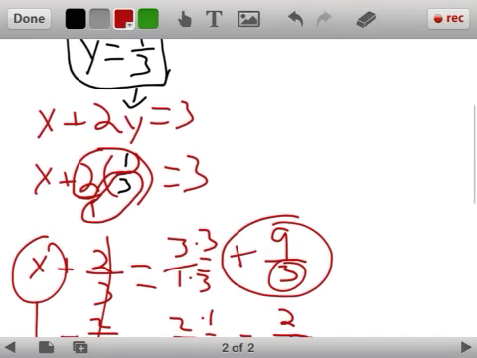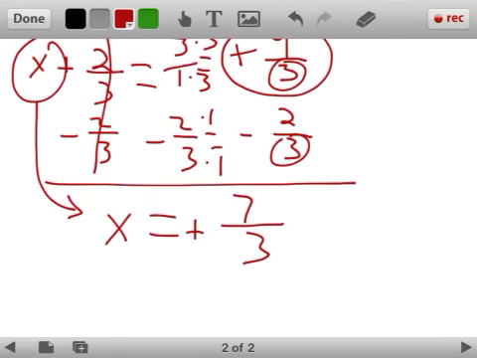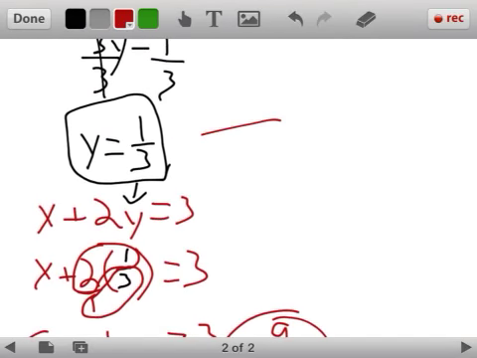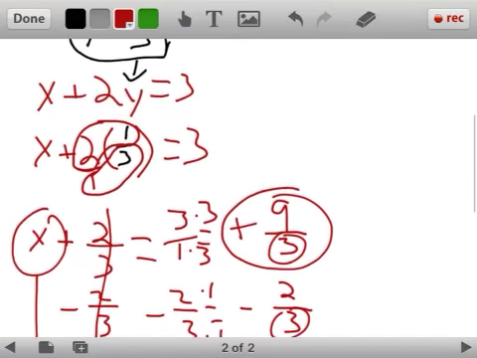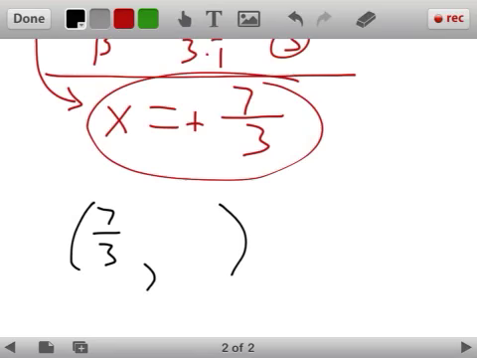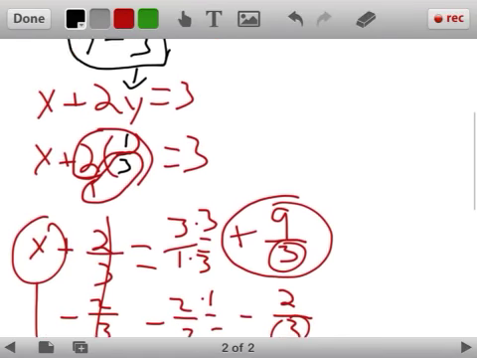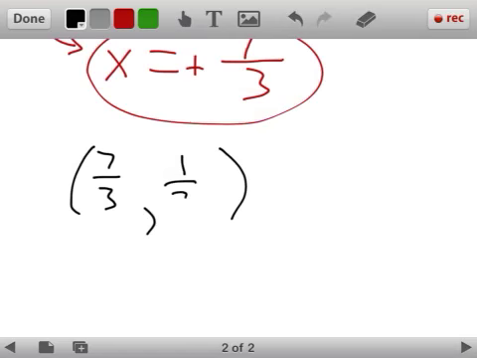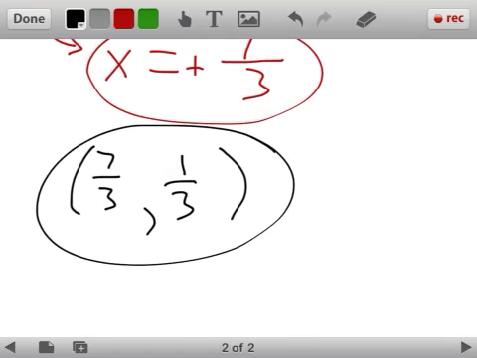Let's see. Yeah, I've figured out both answers. So I've got x equals 7/3, and I've got y equals 1/3. If I was going to put this into a coordinate pair, because that's how you'll see your answer a lot, I've got x is 7/3, and I'm cool with you leaving it as an improper fraction for now. And then y equals 1/3. So y is 1/3. And there's my solution right there.